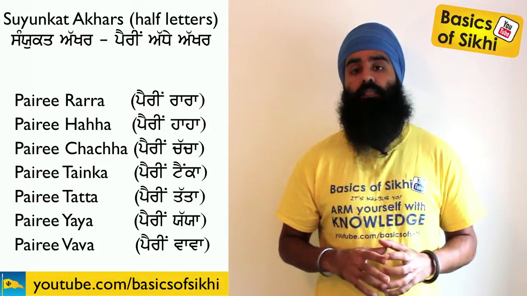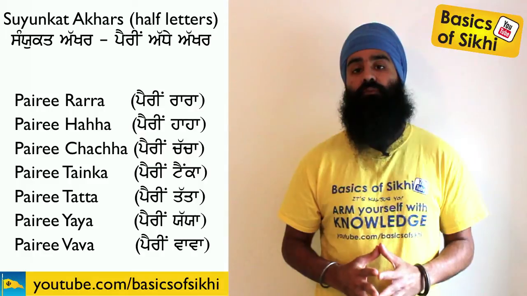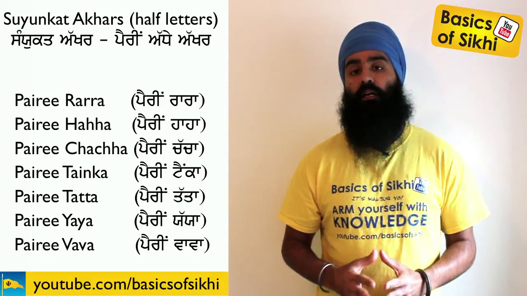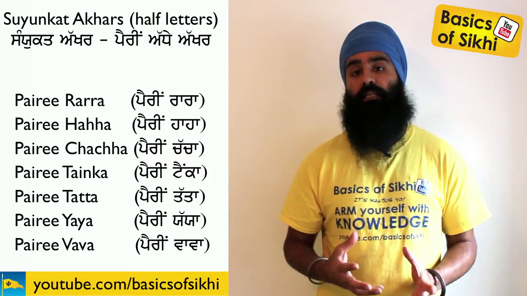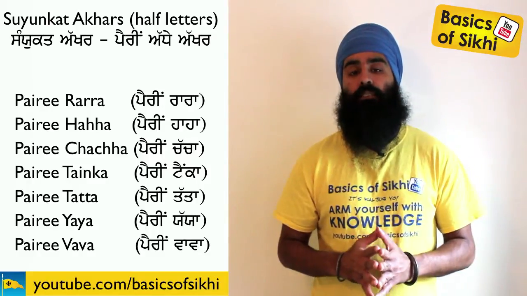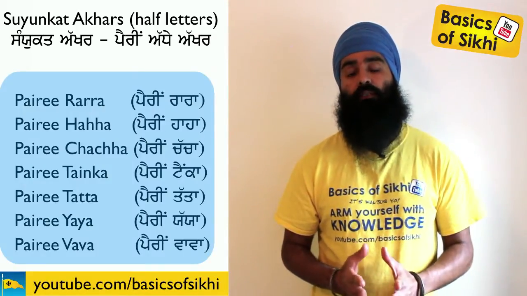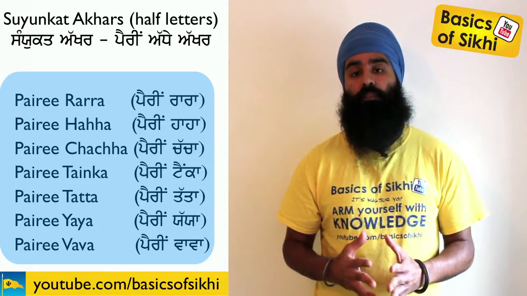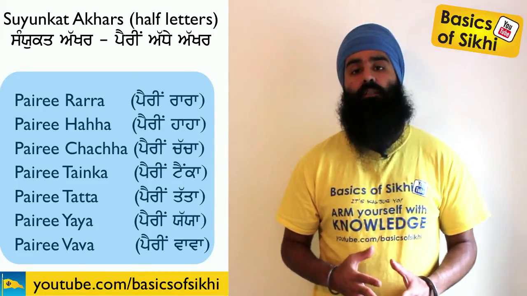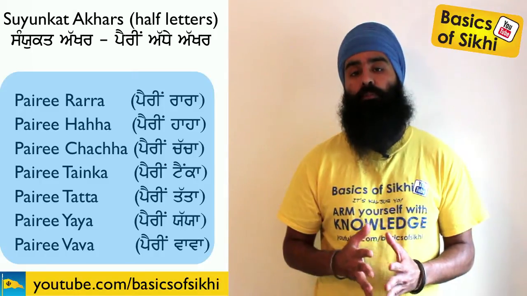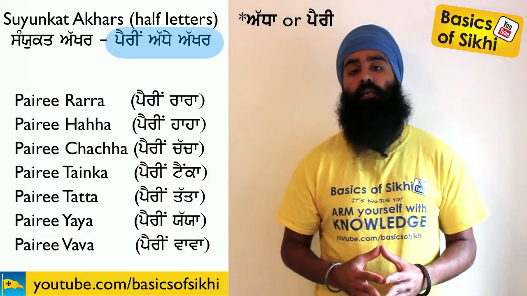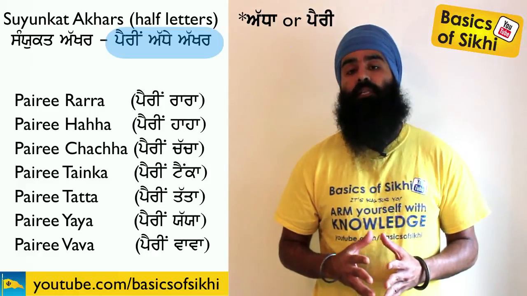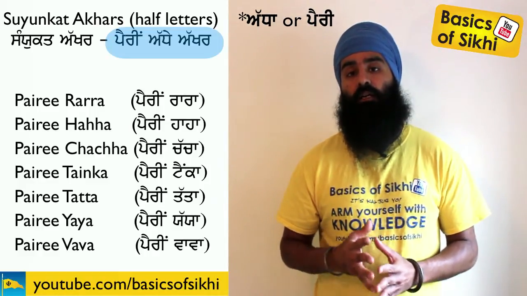In this video, Sayunkat Akhars are half letters. Now these half letters normally go on the foot of the main letter they attach to. So there's 7 of these half Akhars, which are Sayunkat Akhars. But you don't say Sayunkat Akhar, it's just a word for them. Normally when you describe it, you say Adda Akhar, which means half an Akhar. And the word Adda means half, so Adda Akhar means half an Akhar.